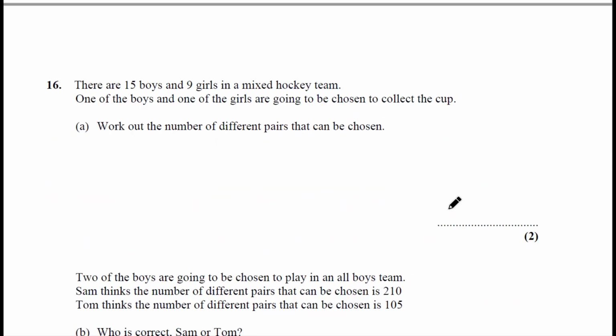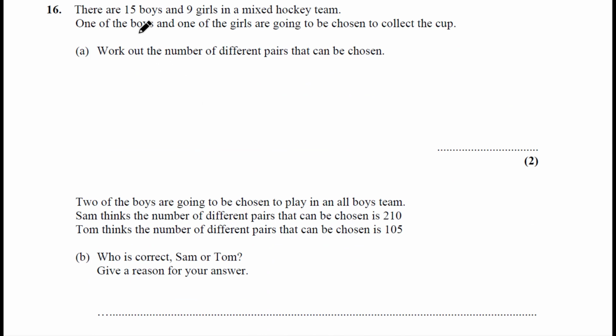Let's look at question 16 now. 15 boys and 9 girls. This is a combinations type question. One of the boys and one of the girls are going to be chosen to collect the cup. Work out the number of different pairs. Well, if you think the first choice, you have a choice of 15 boys and you have a choice of 9 girls, so it should be just 15 times 9, which is 135.